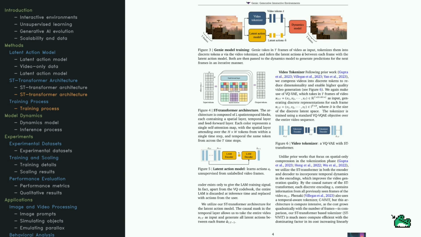Finally, Figure 6 focuses on the video tokenizer, using a VQVAE with the ST transformer to compress and encode video data, capturing temporal dynamics. This makes video generation more robust and efficient. Unlike older methods focusing only on spatial compression, this considers time, handling long video sequences better. Together, these components make Genie a powerful tool for generating interactive environments.